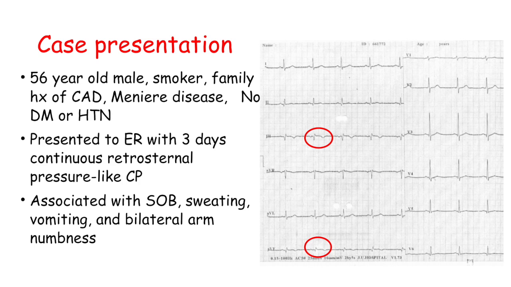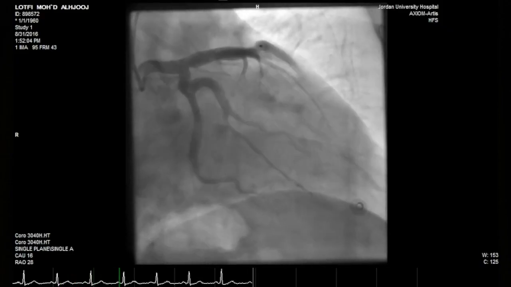And this was his ECG. As we can see on the ECG, he does have a subtle ST elevation in lead 3 and lead AVF with a Q wave already. His anterior leads look okay. And he has a 3-day history, so we took him to the cath lab. And this was his first shot in the cath lab.